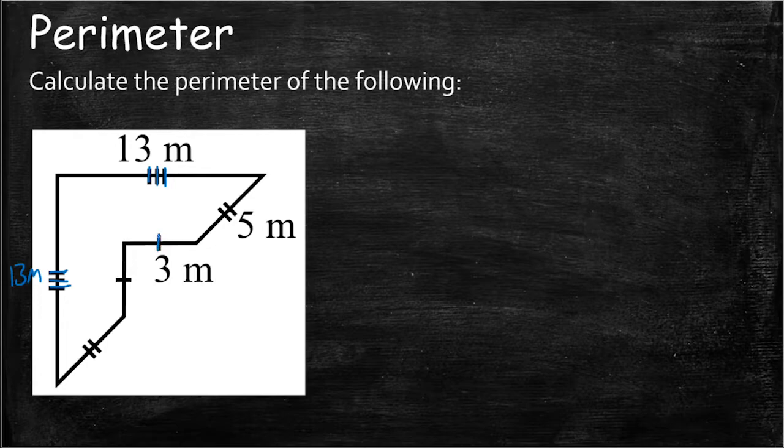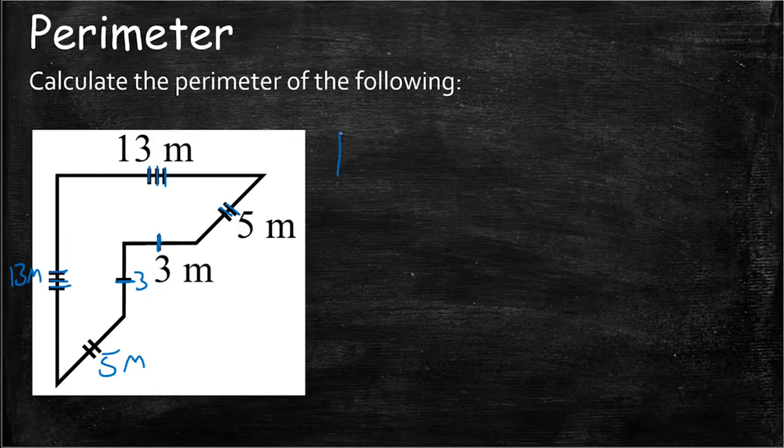If this has got a single dash and it's 3, this has also got a single dash, which means it's also 3. What should the length of this part of the shape be? Well, we can see at the top, the double dash says it's 5 meters. So because we've got the double dash here, that's also 5 meters. So what I've done is I've just labeled all the side lengths before we start working out the perimeter.